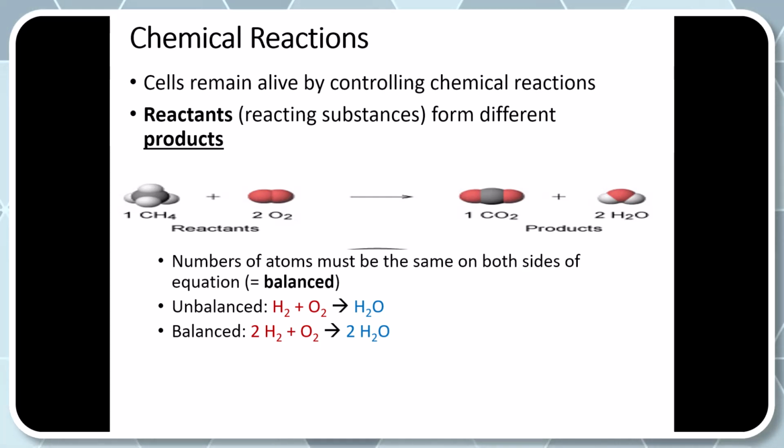So an unbalanced equation would be like H2 plus O2 gives you H2O. That's not balanced. You've got 2 hydrogens going in and 2 hydrogens going out, so that's okay. But you've got 2 oxygens going in and only 1 going out, so we can't just lose that oxygen. A balanced equation would be 2H2 plus O2 gives us 2H2O, because we have 4 hydrogens going in, 4 hydrogens going out, 2 oxygens going in, 2 oxygens going out, so that's balanced.